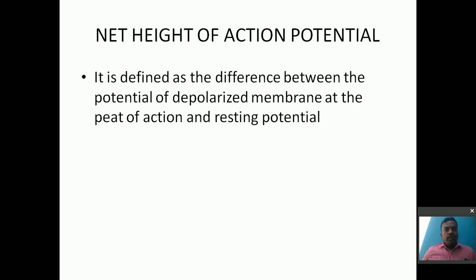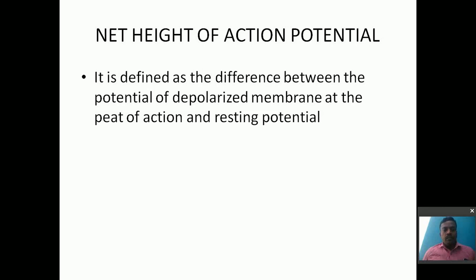Okay, then the net height of the action potential. The net height or maximum amplitude of the action potential is defined as the difference between the potential of the depolarized membrane at the peak of the action potential and the resting potential. Actually, that is the peak. So the peak of the action potential and the resting potential: it is defined as the difference between the potential of the depolarized membrane at the peak of the action potential and the resting potential.